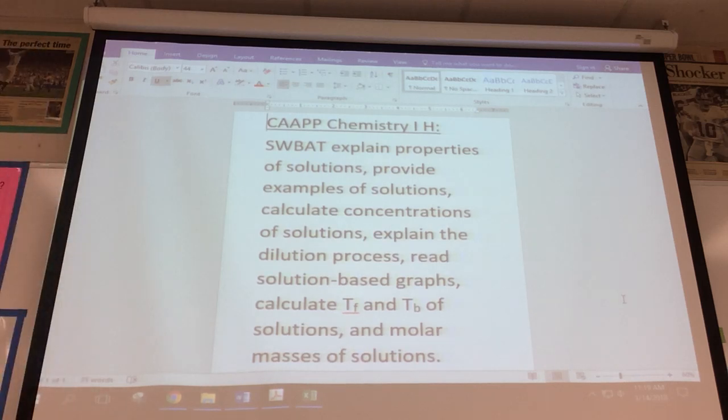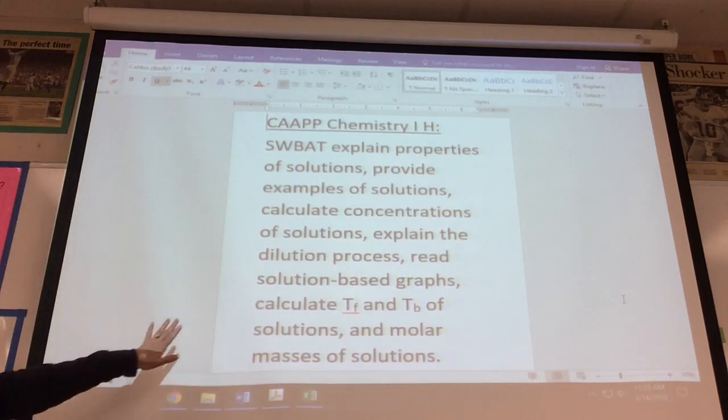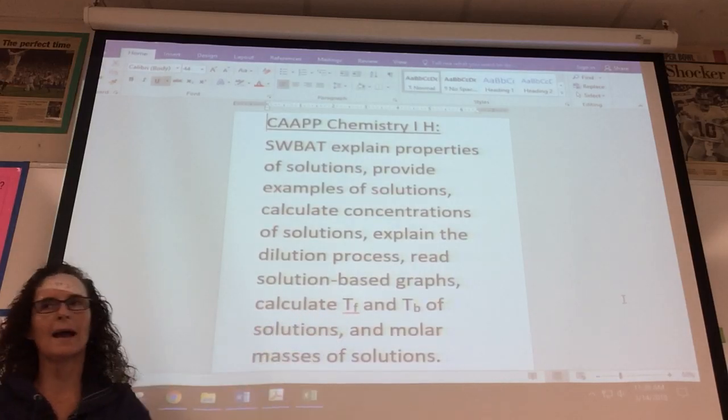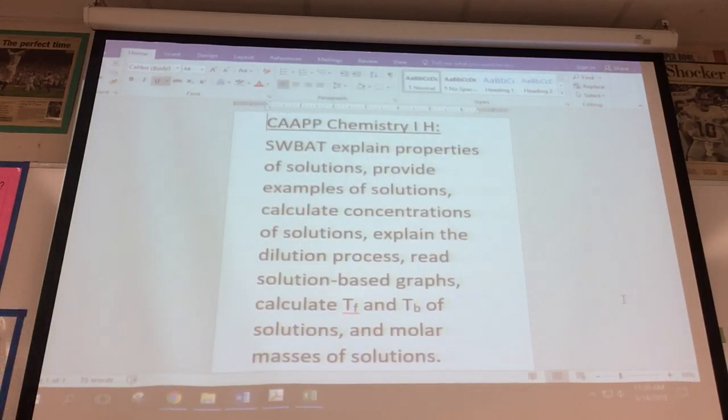We're going to continue talking about solutions today, specifically the colligative properties. Yesterday we talked about calculating the boiling point of the solution. We know the boiling point gets elevated when solute is added to solvent. Today we're going to talk about freezing point depression. We're going to be calculating the freezing point of a solution.